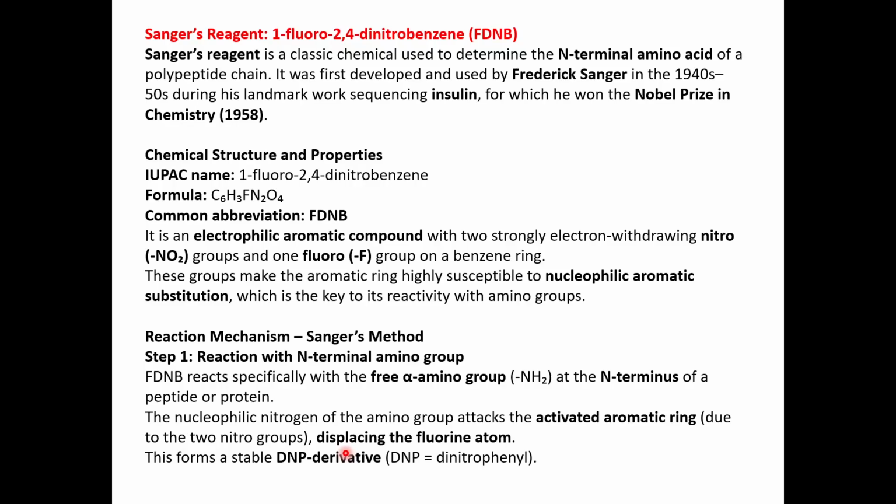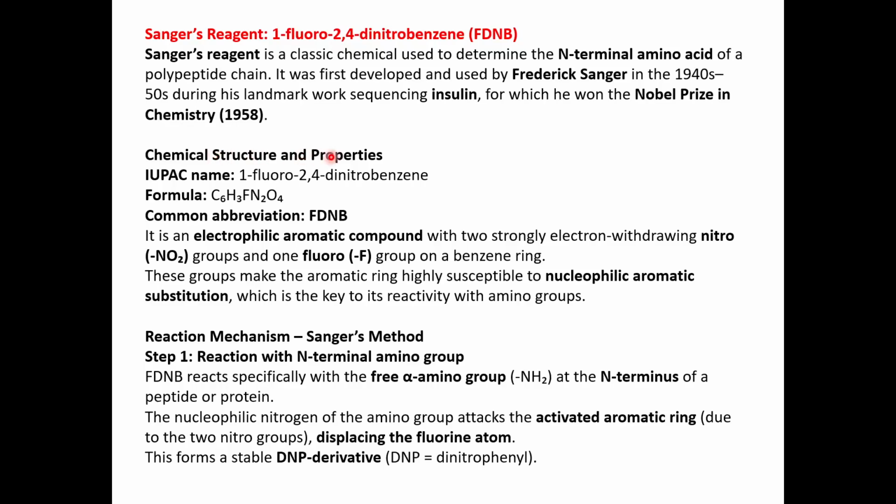Then next is regarding the Sanger's reagent. So Sanger's reagent is 1-fluoro-2,4-dinitrobenzene or FDNB. Sanger's reagent is a classical chemical that is used to determine the N-terminal amino acid of a polypeptide chain. It was first developed and used by Frederick Sanger in the 1940s and 50s during the landmark work of sequencing insulin. So he first sequenced insulin peptide, for which he also received a Nobel Prize in chemistry.